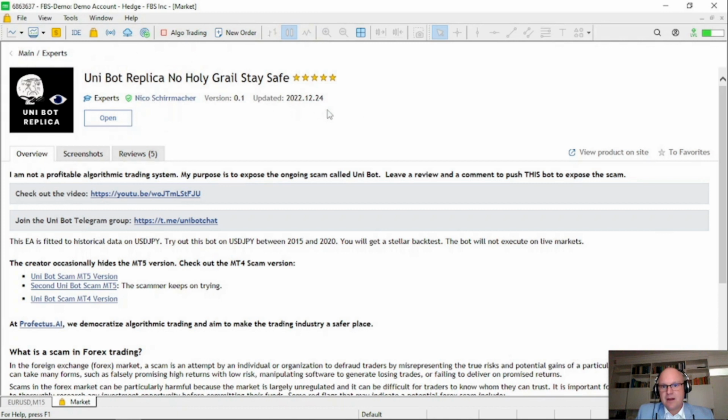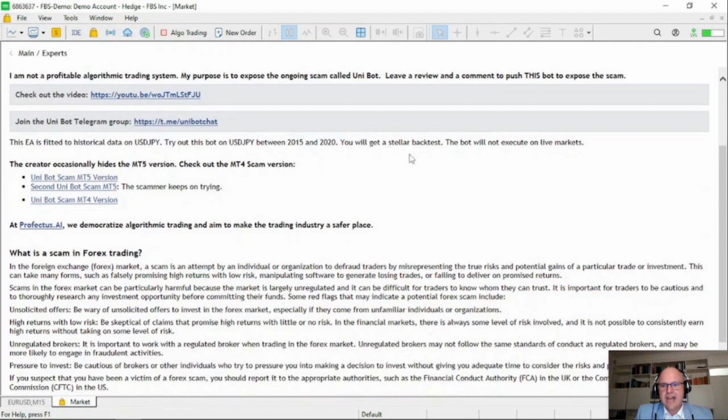Now, the Uni Bot replica is created to bring to light and expose the ongoing scam called Unibot. There is a video on YouTube from the author that tells you a little bit more, in deeper detail, what a forex trading scam is and how they did it, proving Unibot is one. In the foreign exchange market, a scam is attempted by an individual or organizations to defraud traders. And I know many of the people that I have spoken to in the community have fallen into this trap.